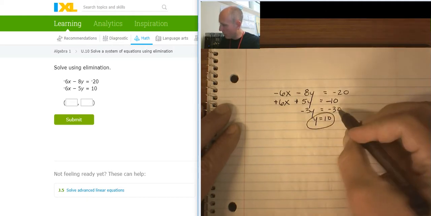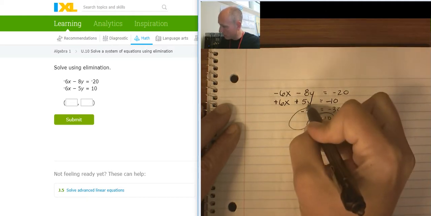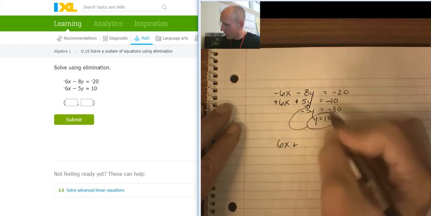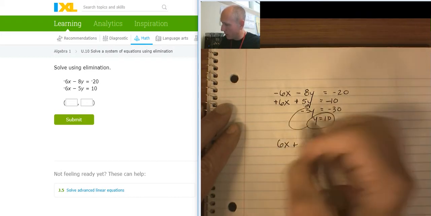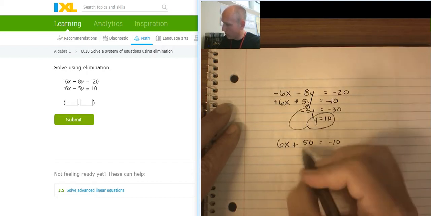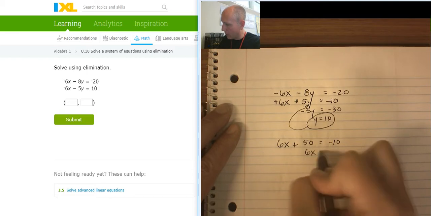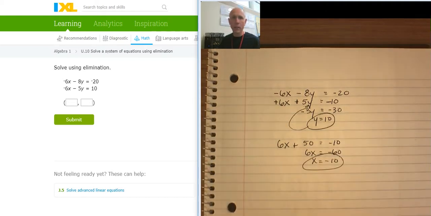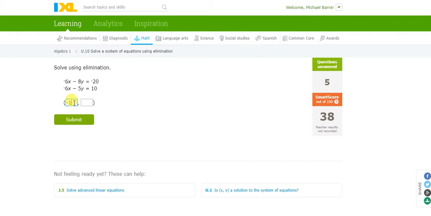Let's take that one and plug it into this guy right here. 6x plus 5 times 10, 5y is 5 times 10, which is 50, equals negative 10. Subtracting 50, 6x equals negative 60, x equals negative 10. So x is negative 10 and y is positive 10.